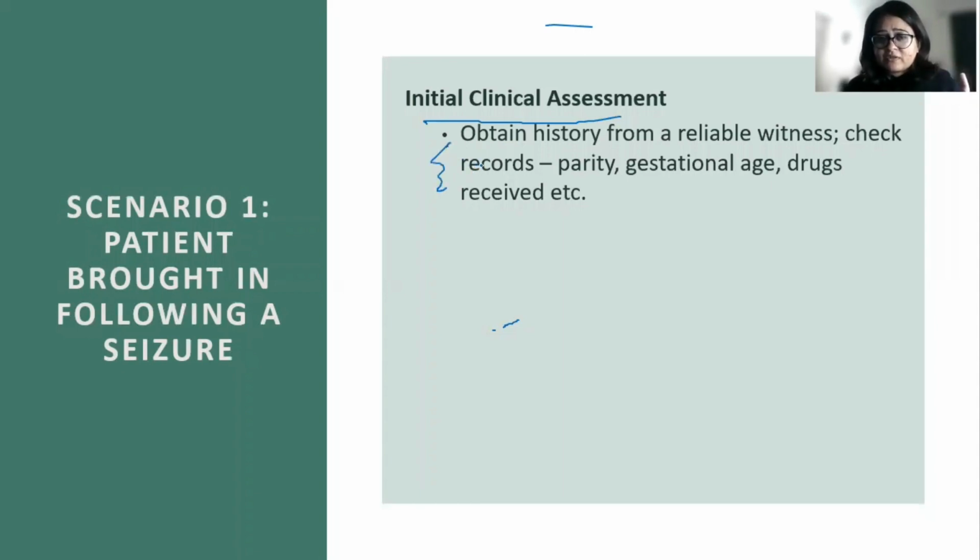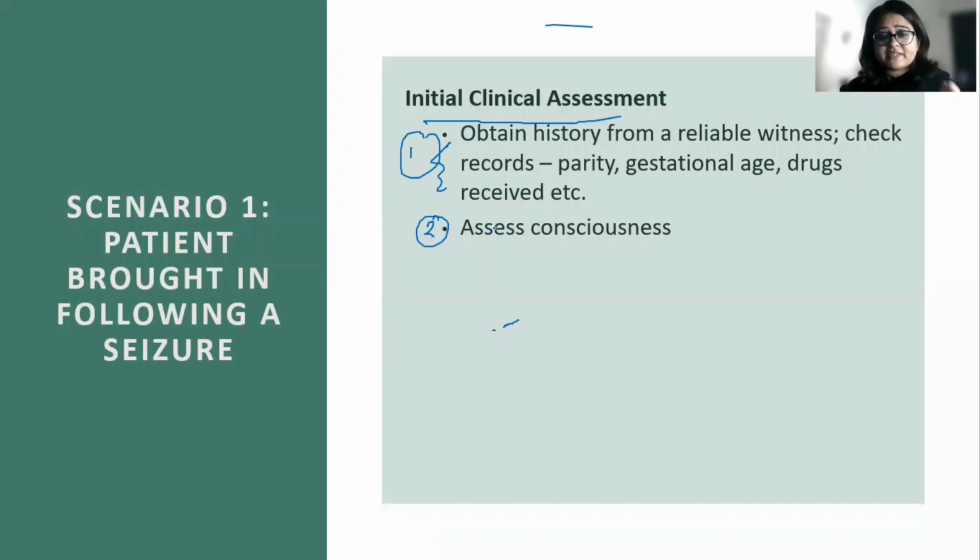When was the last ultrasound? And what medication has she received before coming here? Has she already received the loading dose of magnesium sulfate? So one person needs to be involved with taking history from a reliable witness. The other team members should divide themselves into different parts. And what does that involve?